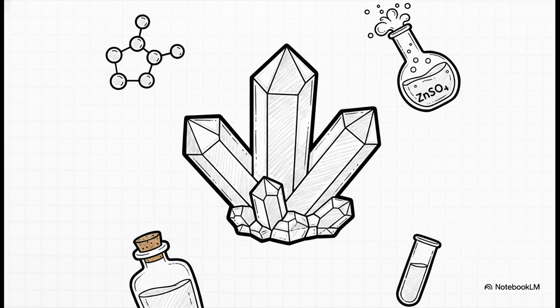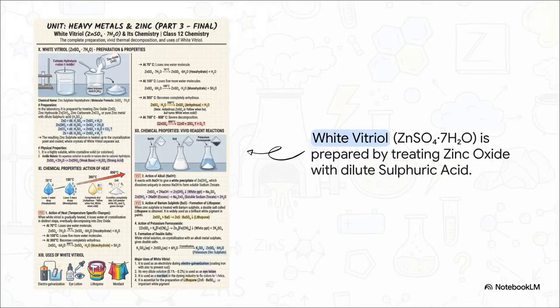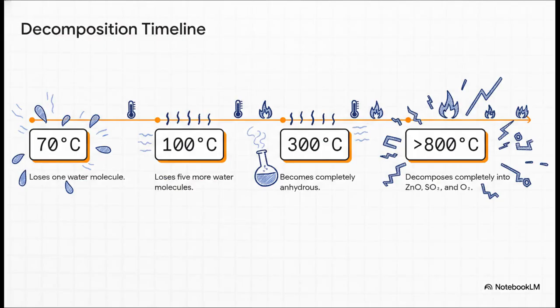Next up, a super important compound, zinc sulfate. You might know it as white vitriol. Making it in the lab is pretty simple. Just react zinc oxide with dilute sulfuric acid. Now watch what happens when you heat it. It loses water in stages, then completely decomposes.